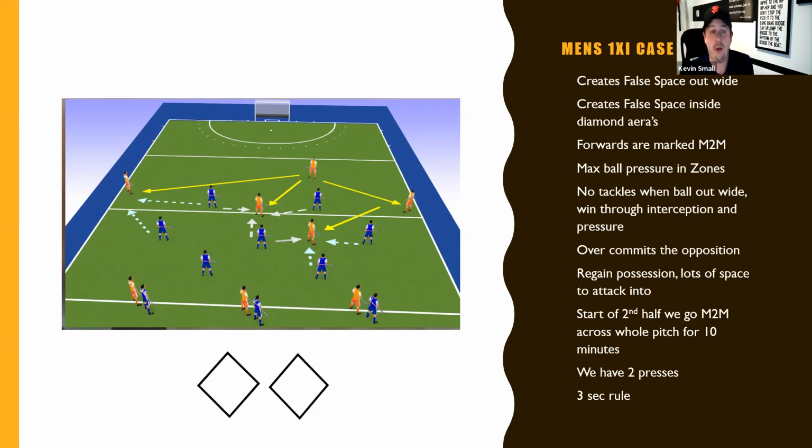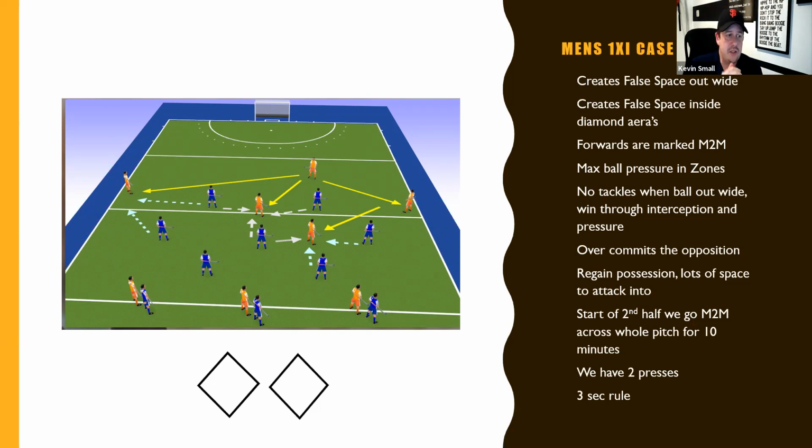It does overcommit the opposition because they've got to come forward. So that starts to leave holes in their part of the pitch for our counter attack, with lots of space to go into when we regain possession. And this comes into principles because when we regain possession, the first thing we think about is playing the ball vertical. So that links into the DNA of the side in our principles and tactics.